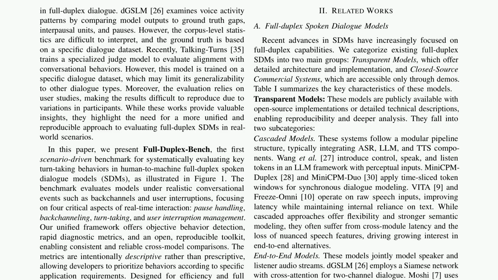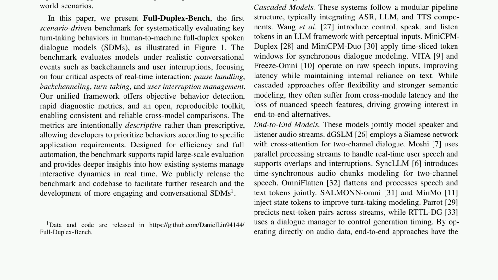Transparent models. These models are publicly available with open-source implementations or detailed technical descriptions, enabling reproducibility and deeper analysis. They fall into 2 subcategories: cascaded models. These systems follow a modular pipeline structure, typically integrating ASR, LLM, and TTS components.